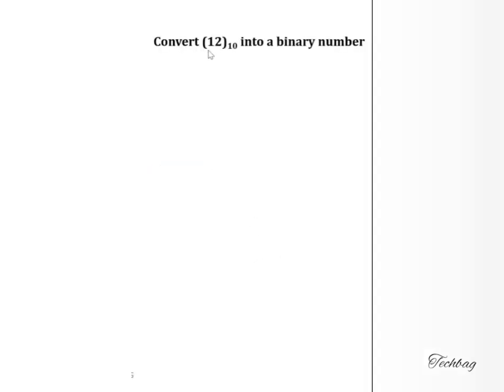The problem is to convert the decimal number 12 into a binary number. Here this 12 can be represented by a 4-bit binary number. So we need 4 bits in the binary number system, and the position weights are 2 power 0, 2 power 1, 2 power 2 and 2 power 3, because we need only 4 bits to represent this 12. And we know the values of 2 power 3, 2, 1 and 0. The values are 8, 4, 2, 1.